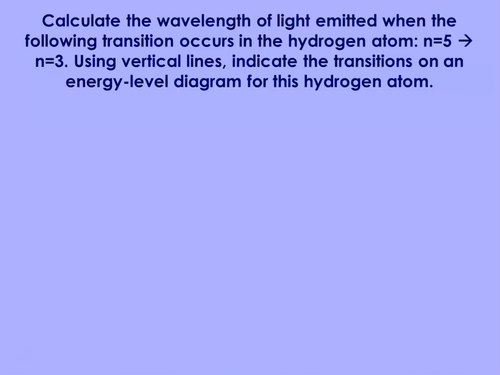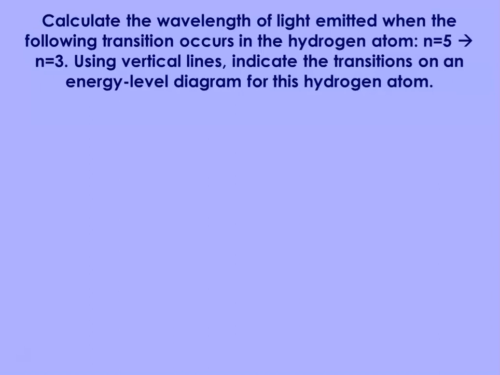So we're going to calculate the wavelength of light that would be emitted when hydrogen is going to have its electron move from an energy level of 5 to an energy level of 3. And then we'll show that transition on an energy level diagram.